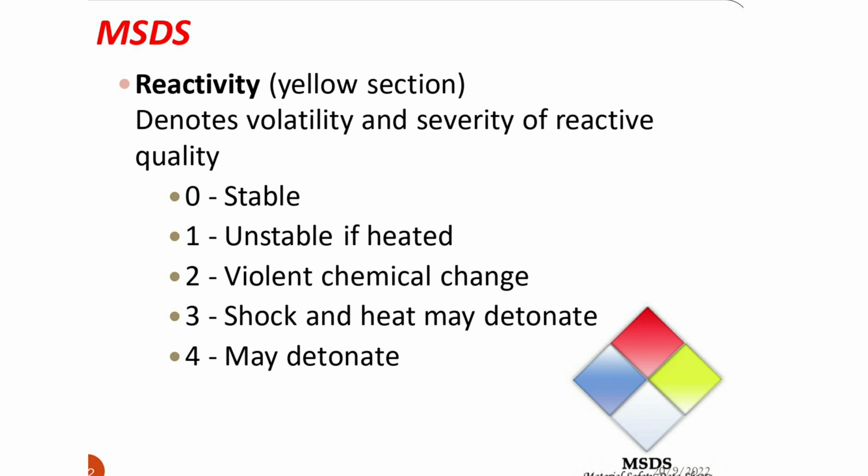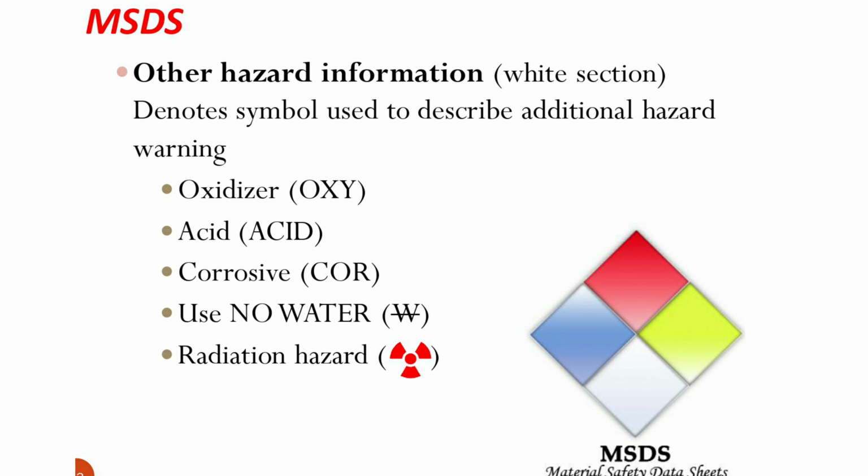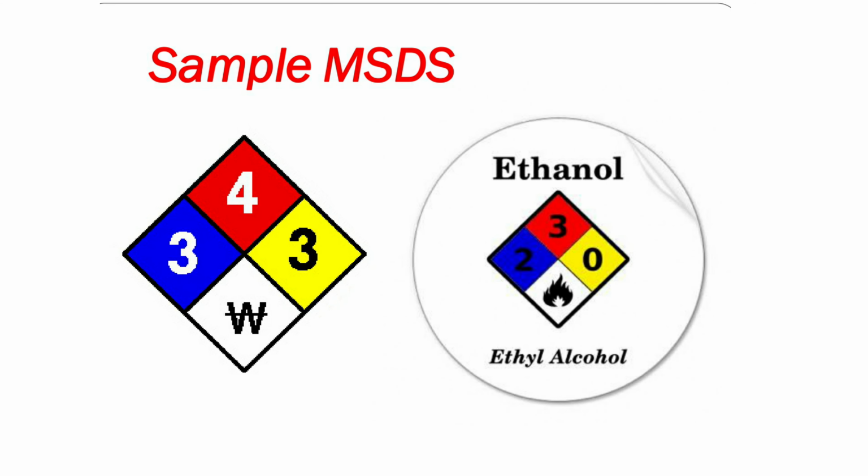MSDS, reactivity, yellow section, denotes volatility and severity of reactive quality. 0. Stable. 1. Unstable if heated. 2. Violent chemical change. 3. Shock and heat may detonate. 4. May detonate. Other hazard information. White section denotes symbol used to describe additional hazard warning: oxidizer, OXY, acid, corrosive, COR, use no water, radiation hazard. Sample MSDS.